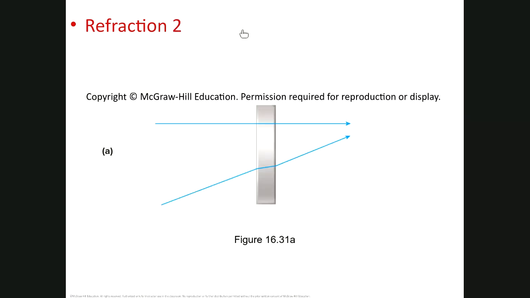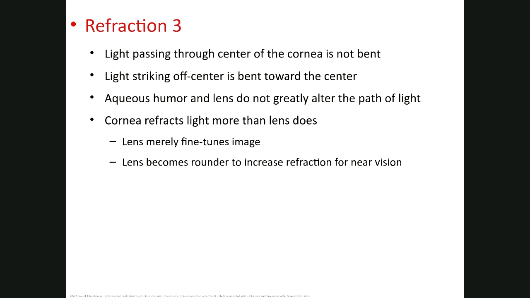So here you see a lens. If the light is straight, perpendicular to the lens, it's going to go in a straight line. But if it's oblique, then it will bend a little bit before it goes through. So there's some bending or changing, but not too much. Light passing through the center of the cornea is not bent. Off center, the rays will bend toward the center. The aqueous humor does not greatly alter the path.